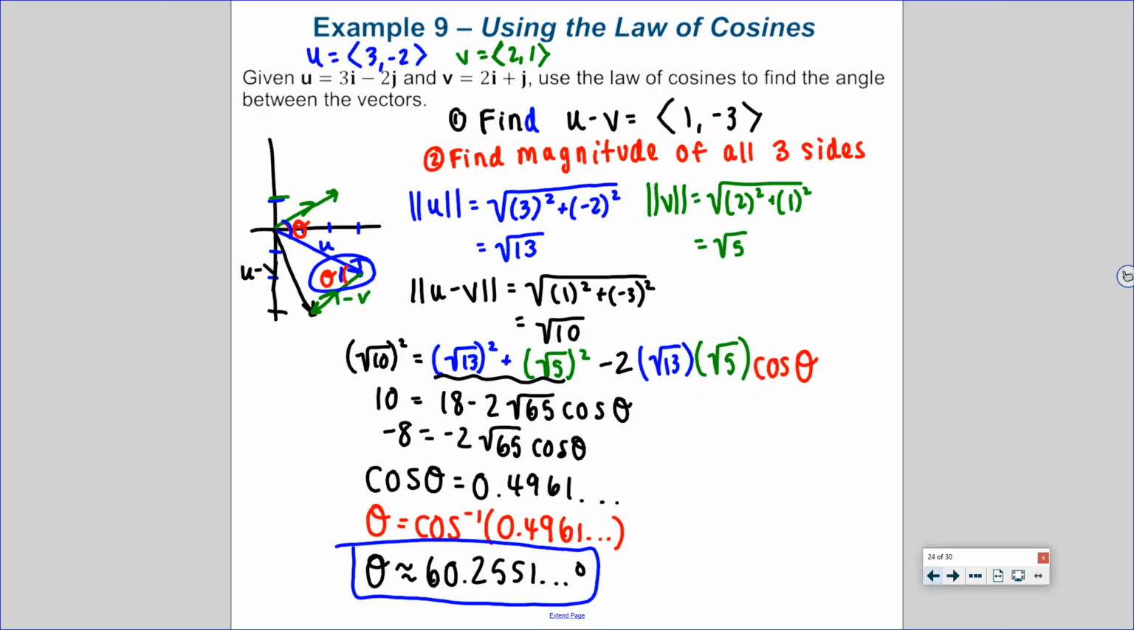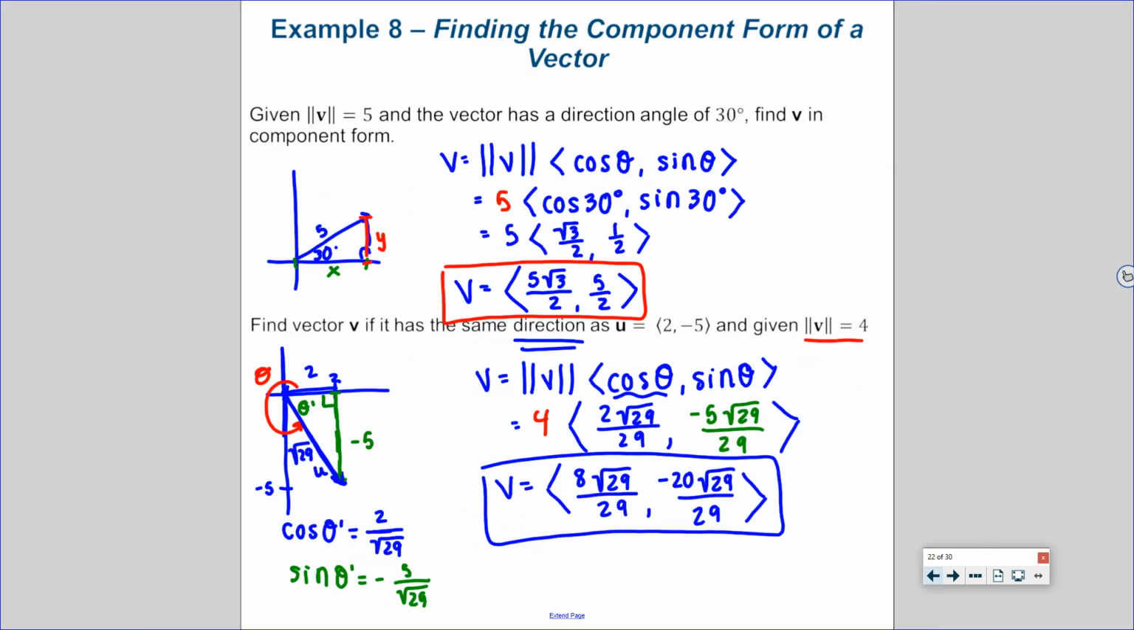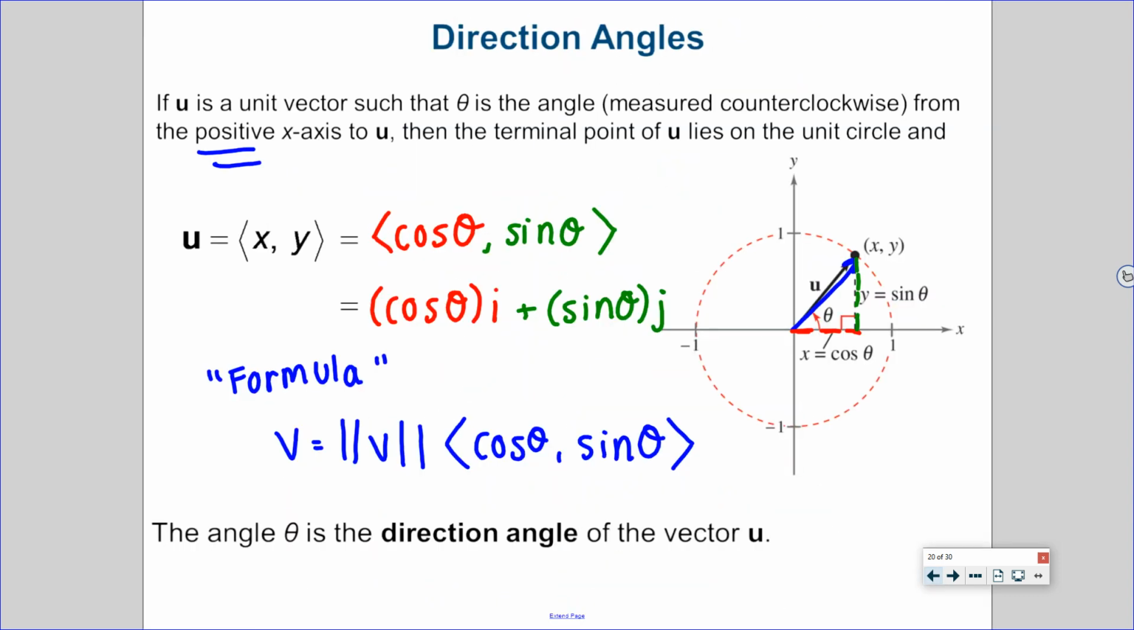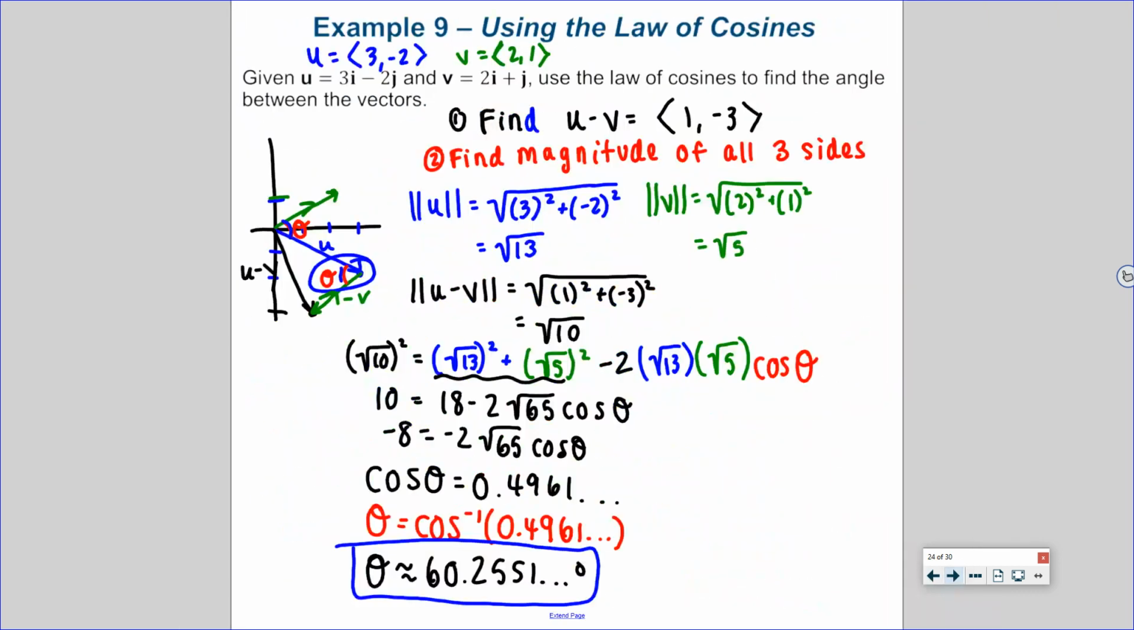Somebody can use this little formula to figure out the new resultant vector and the magnitude in component form.